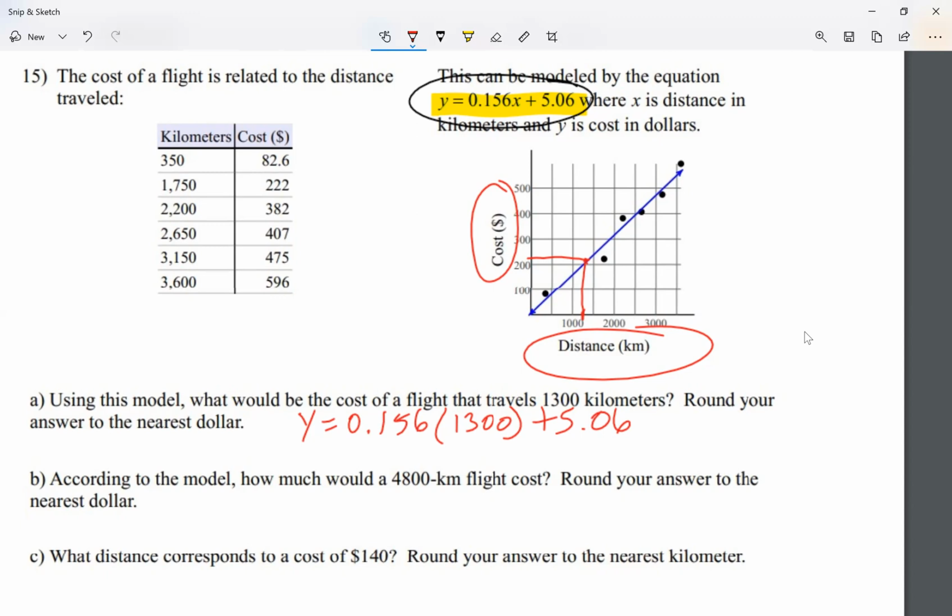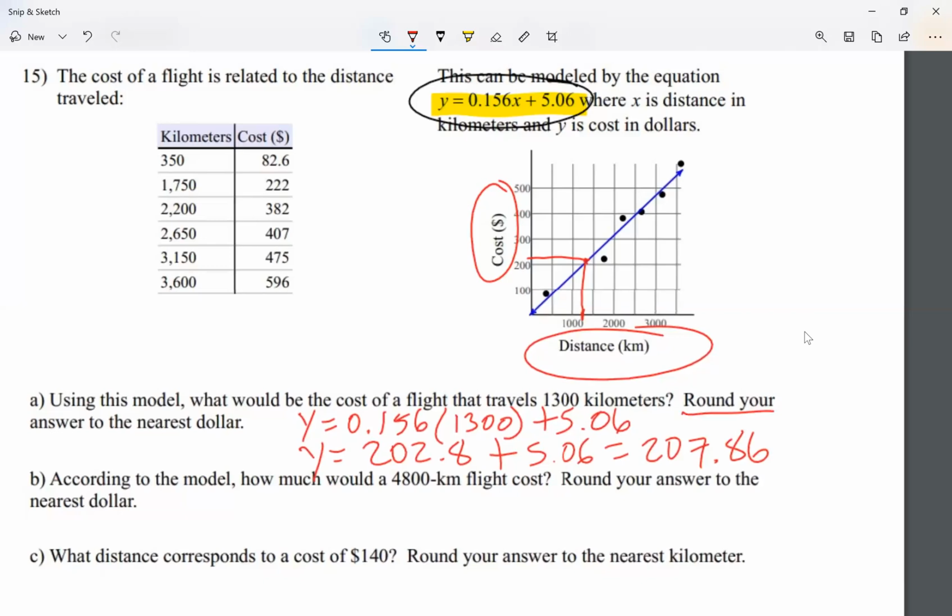This will give me the cost. I use my calculator: 0.156 times 1,300, and according to my calculator, I get 202.8, plus 5.06, because I just did the multiplication and didn't do my addition yet. When I add this, it gives me 207.86. So my actual cost will be $207.86.